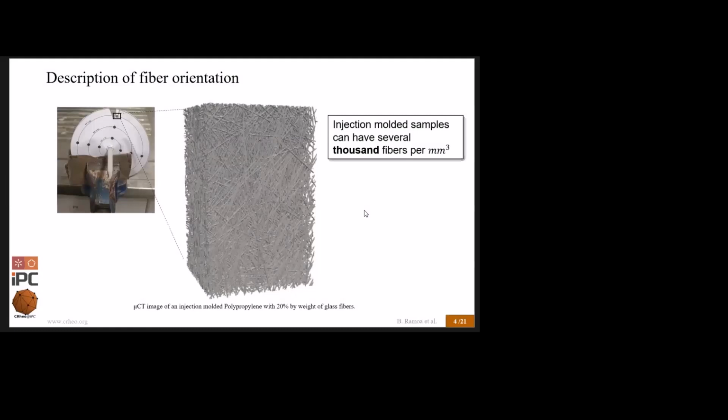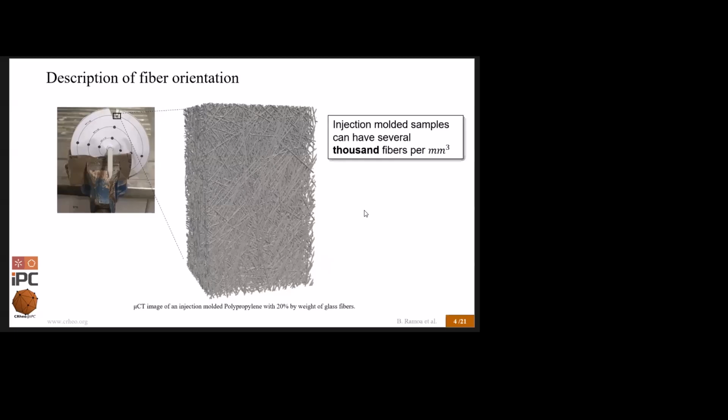Now, I told you that I work mainly with injection molding. This is a laboratory part, not an actual industrial part. This is a polypropylene that has 20% of glass fibers, and this is a micro scan of what you get. So you have a huge amount of fibers. This is not even a very heavily filled part, and you can have thousands of fibers per cubic millimeter.